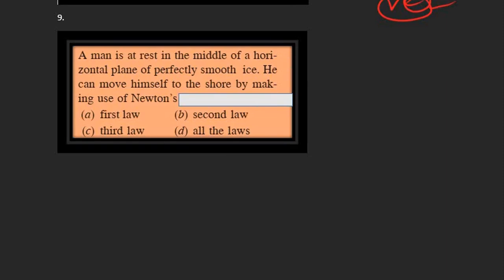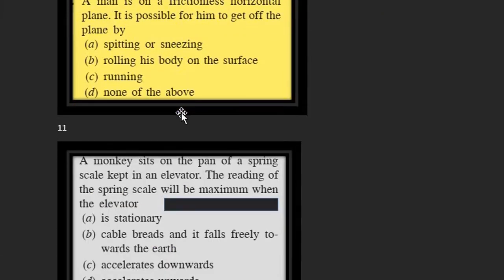Every action has equal and opposite reaction. So third law is our answer. C is our answer. Right. Moving into 10th question. A man is on frictionless horizontal plane. It is possible for him to get off the plane by spitting or sneezing, rolling his body on the surface, running, none of the above. So think of the answer.